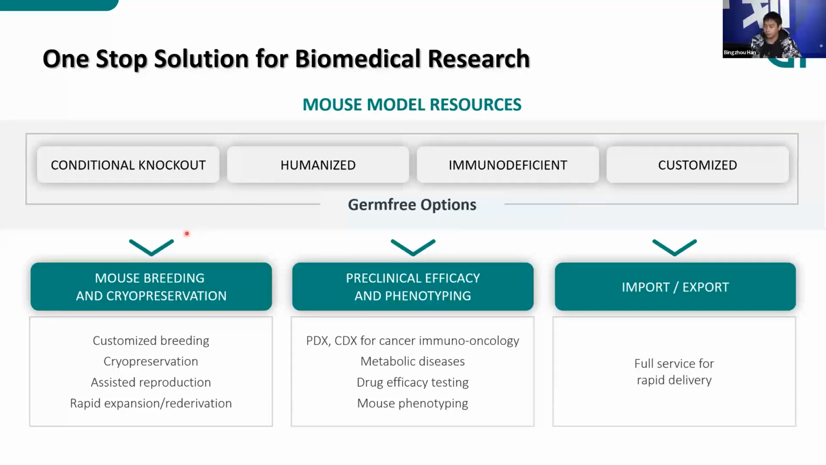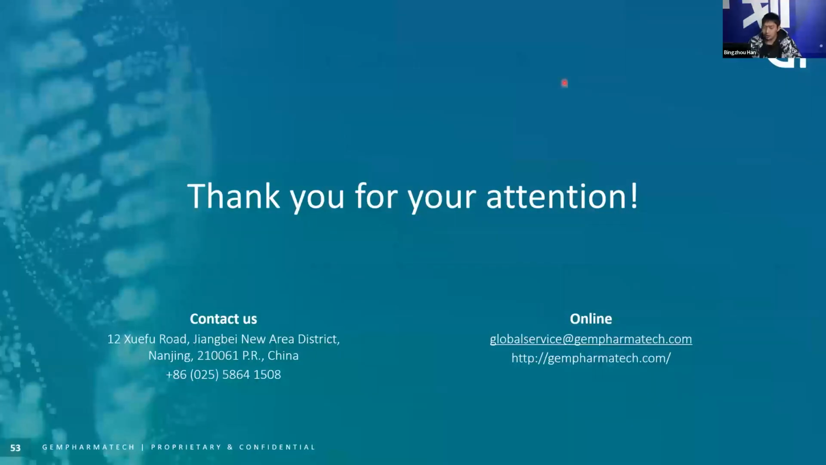And also we provide listing services like mouse breeding and cryopreservation of the important strains. We also do preclinical drug efficacy and phenotyping studies and tests in our facility. And we could help you with mouse genetic resource import or export for full service and rapid delivery. Altogether, we aim to give our customers a one-stop solution for biomedical research, especially basic research and preclinical drug studies.